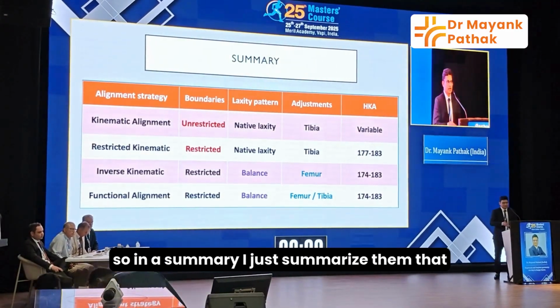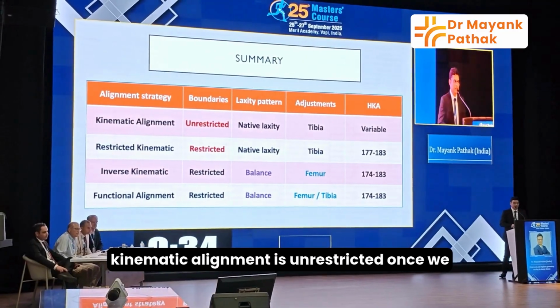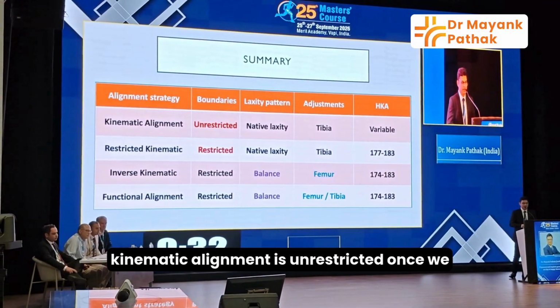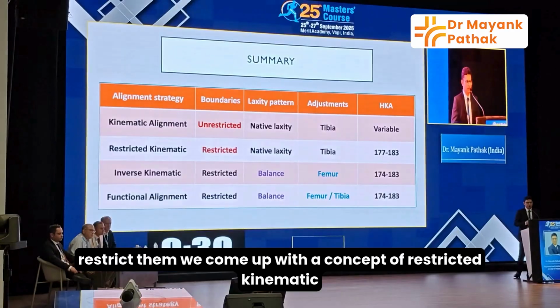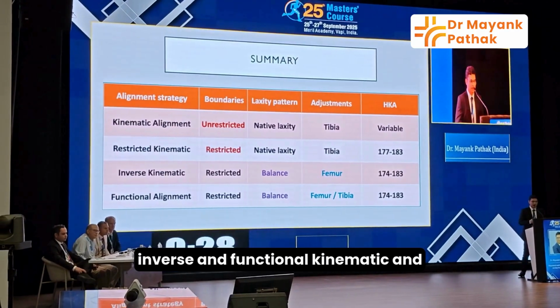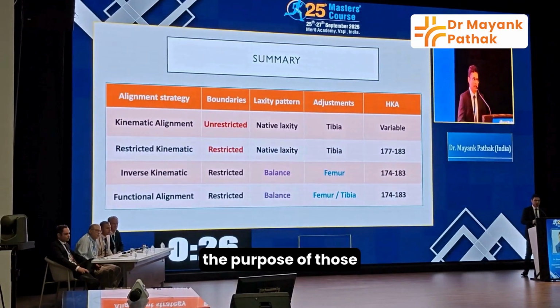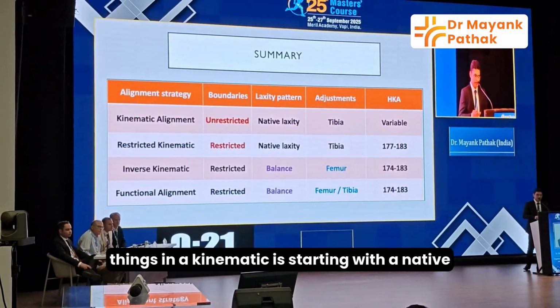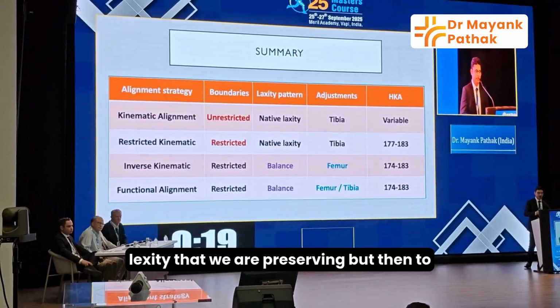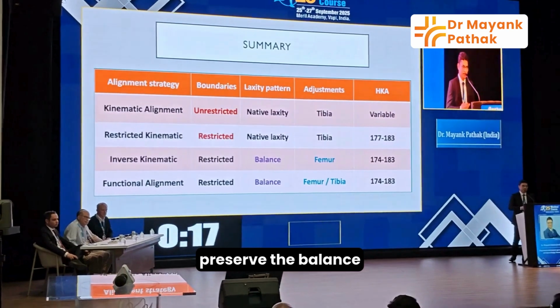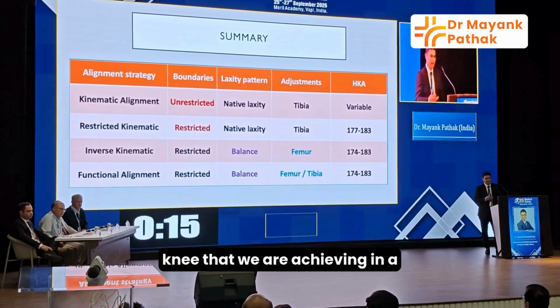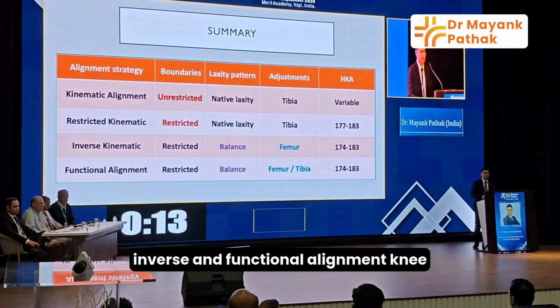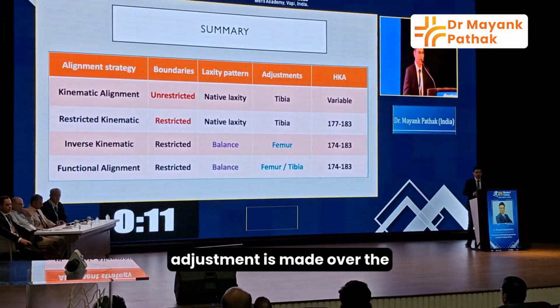So in summary, kinematic alignment is unrestricted. Once we restrict it, we come up with the concepts of restricted kinematic, inverse, and functional kinematic. The purpose of those things in kinematic is starting with a native laxity that we are preserving, but then to preserve the balanced knee that we are achieving in an inverse and functional alignment knee.